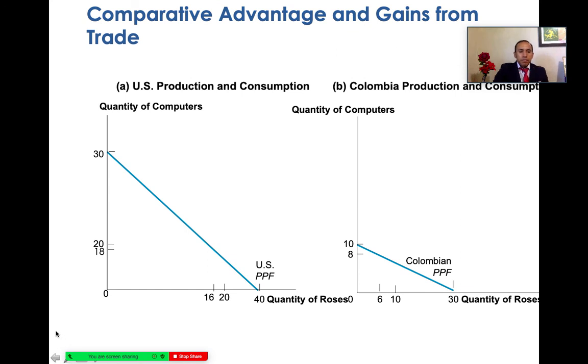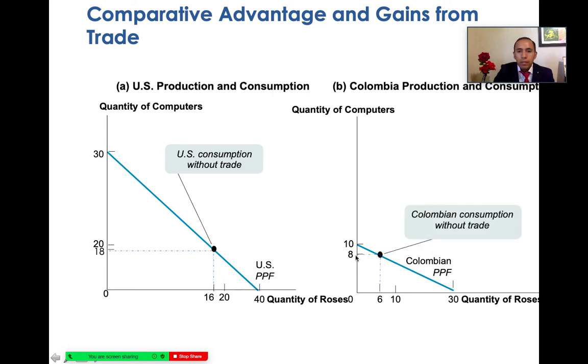So let's compare them side by side. The US, without trade, is producing 18 computers and 16 roses. Colombia, without trade, is producing 8 computers and 6 roses. And let's bring the analysis here. Which country has an absolute advantage in producing both roses and computers, the US or Colombia? The US, by far. Just by looking at the image, without even doing a calculation, you can see that the US has an absolute advantage in producing computers and roses. It can produce 30 computers versus Colombia's 10, and it can produce 40 roses versus Colombia's 10 units. So the US has an absolute advantage in producing more of everything than Colombia.